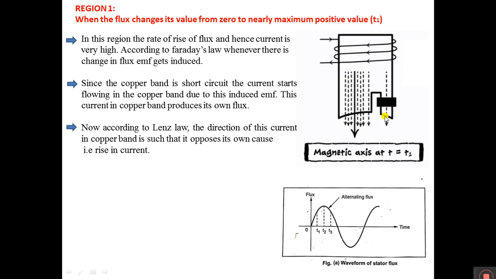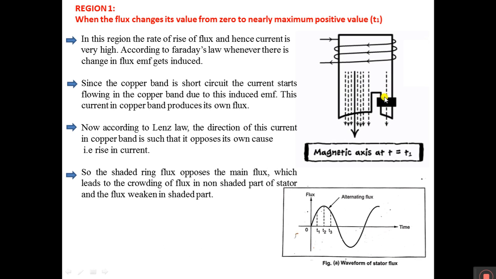Now according to Lenz's law, the direction of this current in the copper band is such that it opposes its own cause. Which one is the cause? The rise in current in the stator winding and its flux. So this shaded ring flux opposes the main flux, which leads to crowding of flux in the non-shaded pole of the stator, and the flux weakens in the shaded part. So most of the flux is located in the unshaded part only, with very little flux in the shaded part.